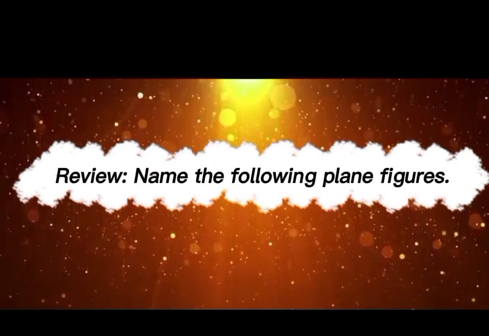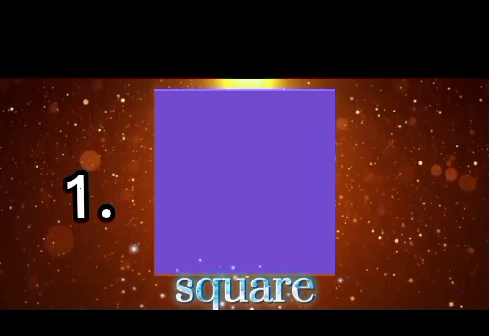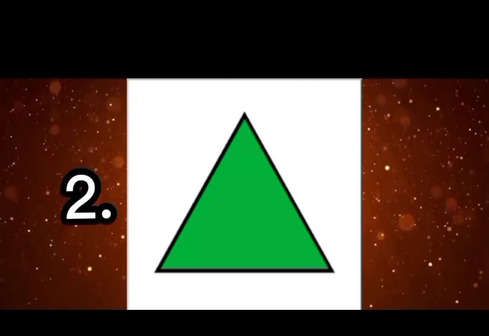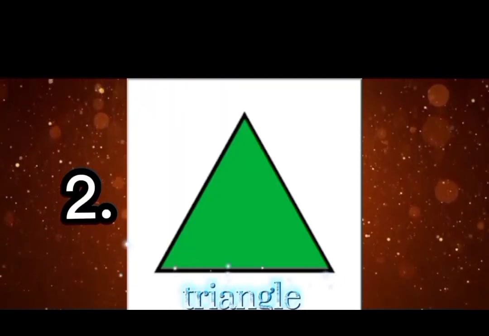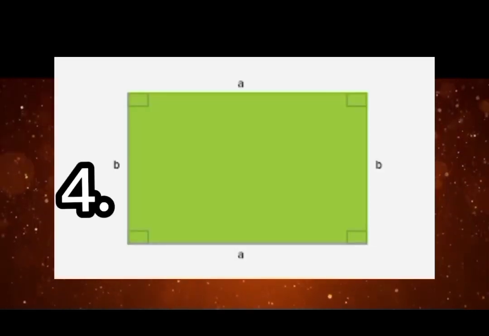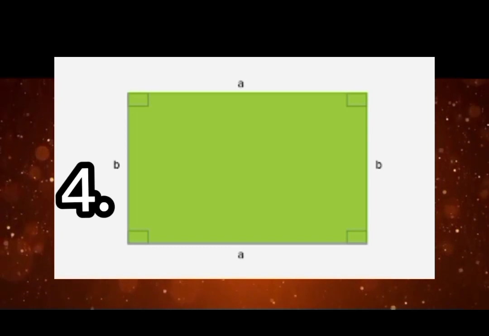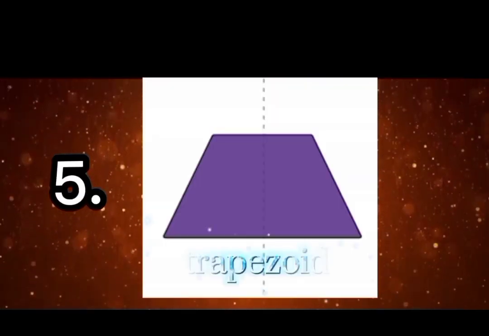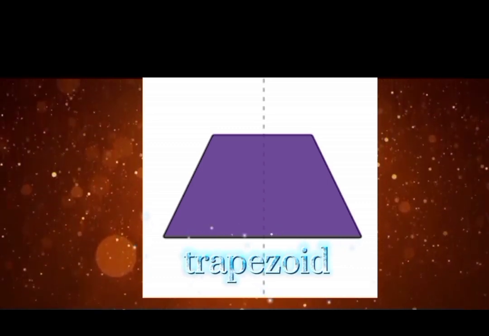Before we go to solid figures, let us have a short review. Direction. Name the following plane figures. 1. Square. 2. Triangle. 3. Circle. 4. Rectangle. And 5. Trapezoid. Did you get the correct answers, children?